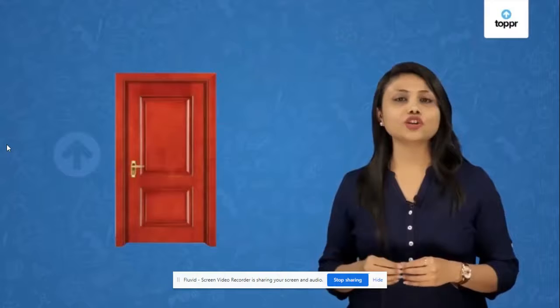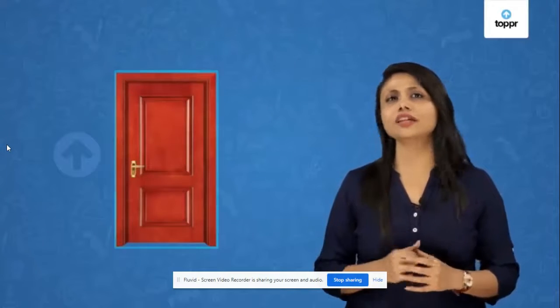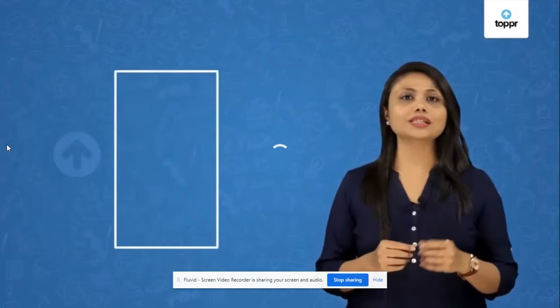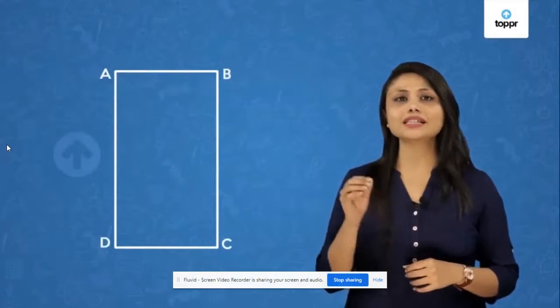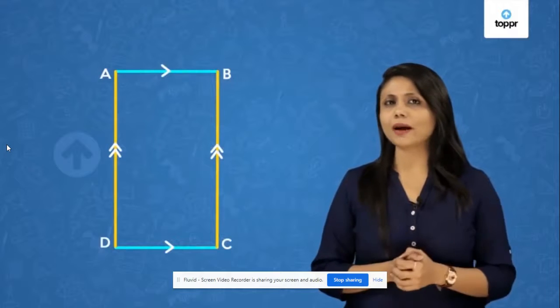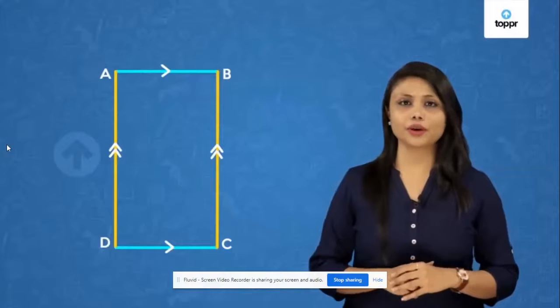The next picture is that of a door. The shape of this door is definitely a quadrilateral. What is special in this one? The outline of the shape looks like this. Here, you will notice that opposite sides are equal and also parallel. Can we call this figure a parallelogram? Yes, this figure is a parallelogram.